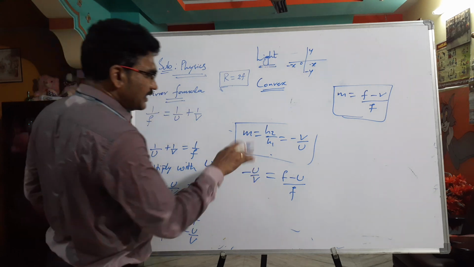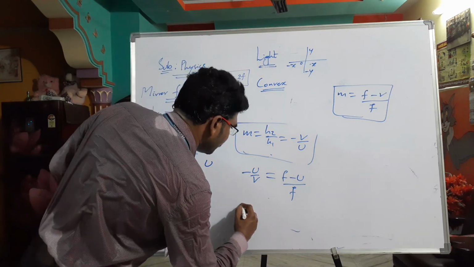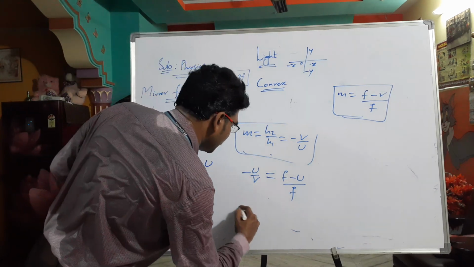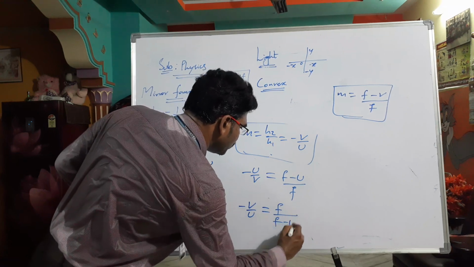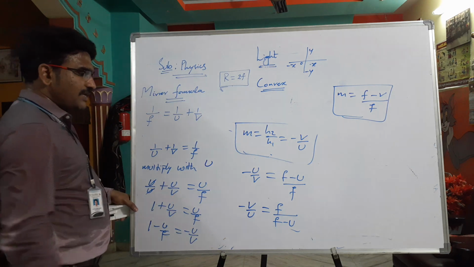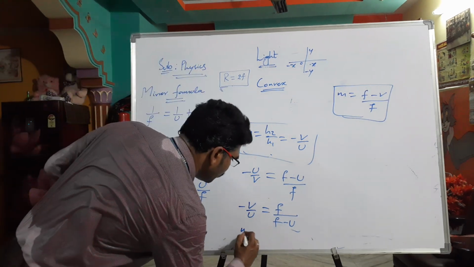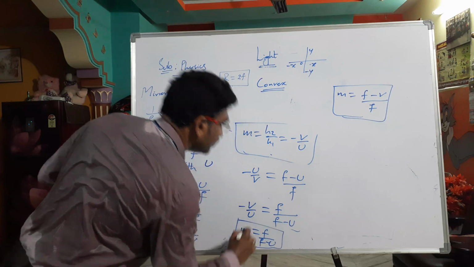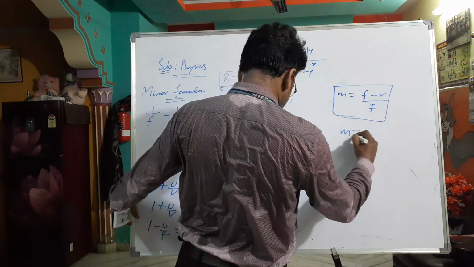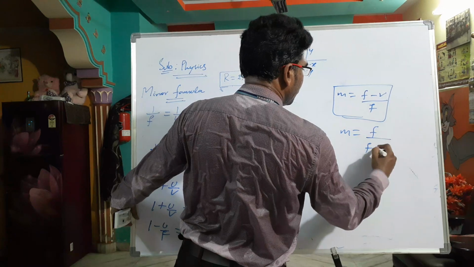Then let us invert this one. If we invert this, then what does it become? Minus v by u is equal to f by f minus u. But we already know minus v by u is nothing but m. So m is equal to f by f minus u. So another formula: m is equal to f by f minus u.